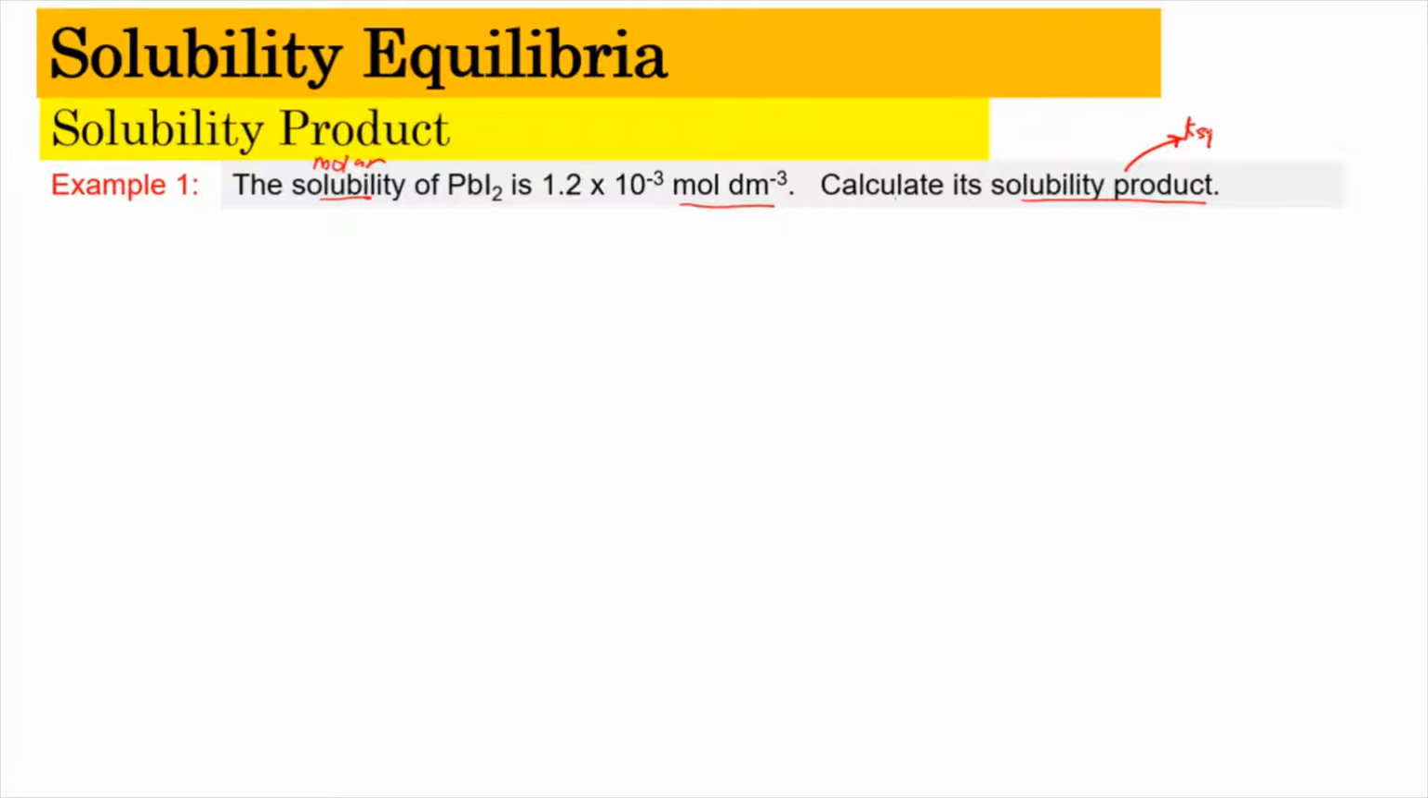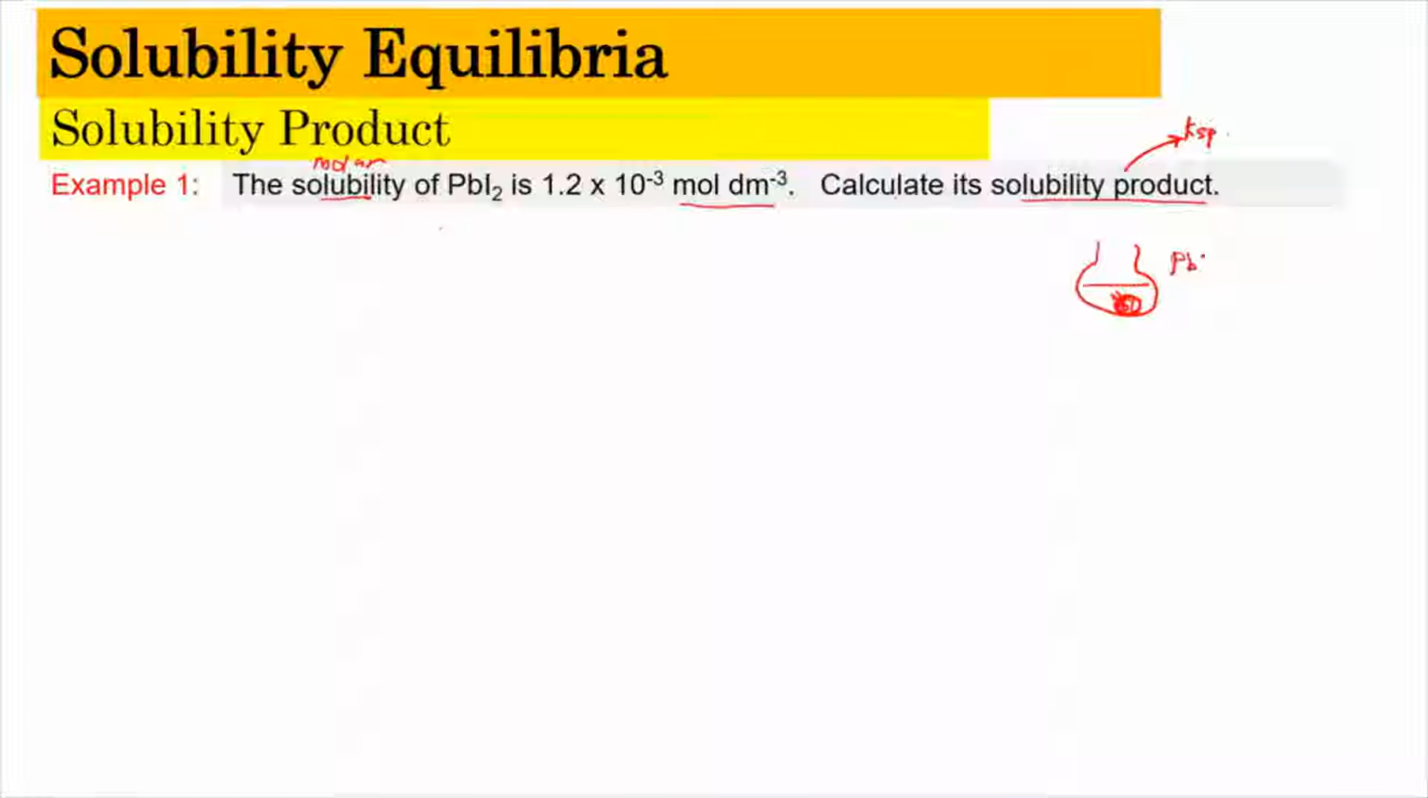So first things first, we need to write the equation for the PbI2. So the PbI2 in a saturated solution, which is in the solid state, will be in equilibrium with its ions.